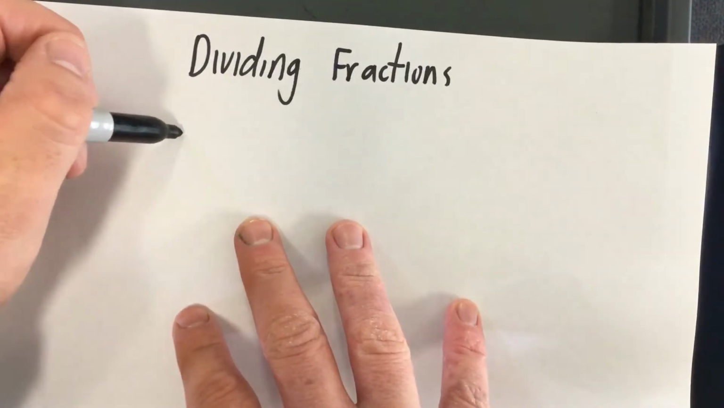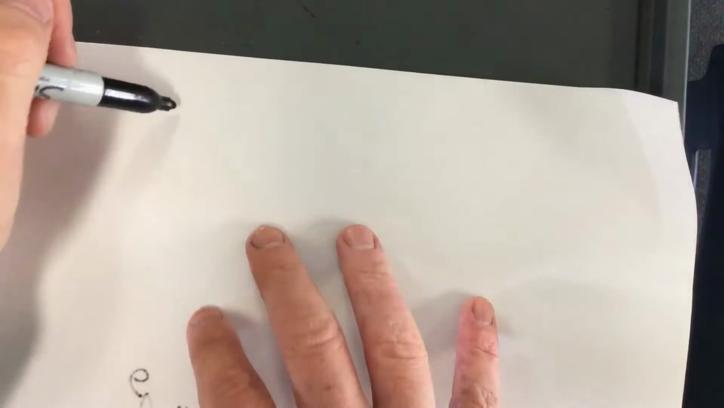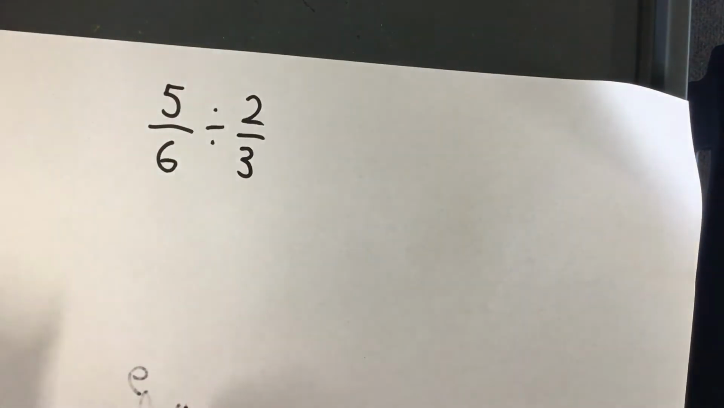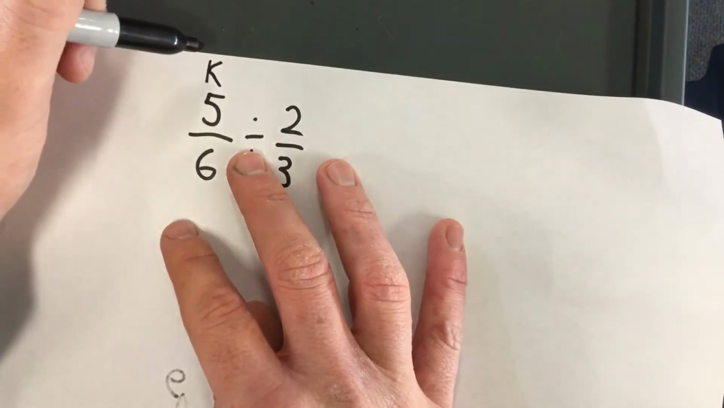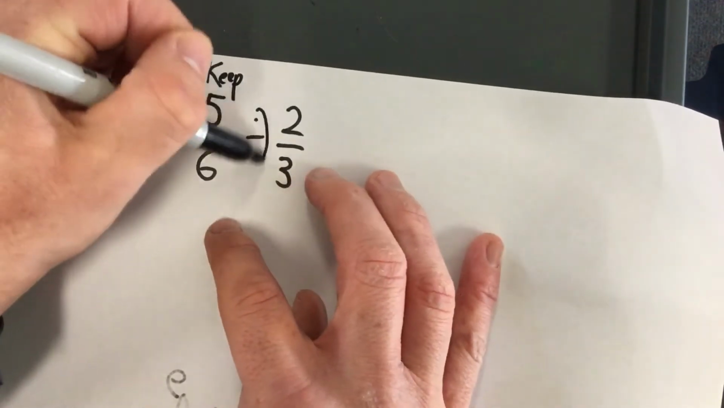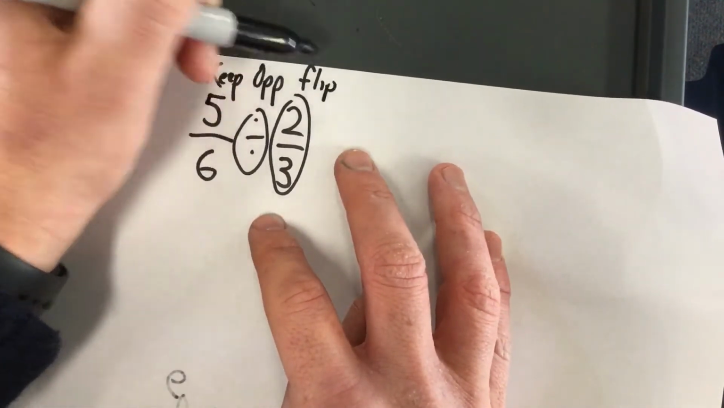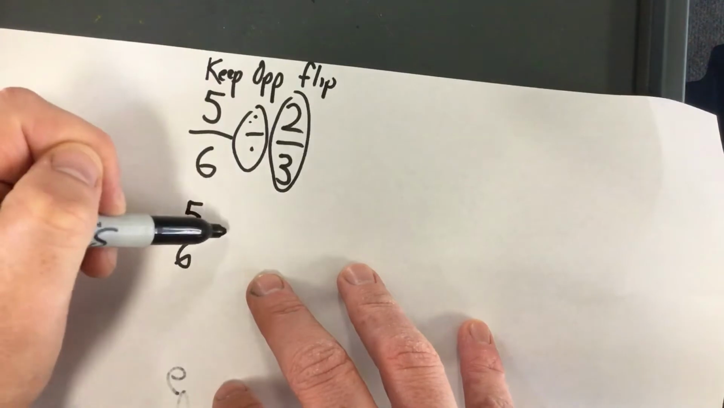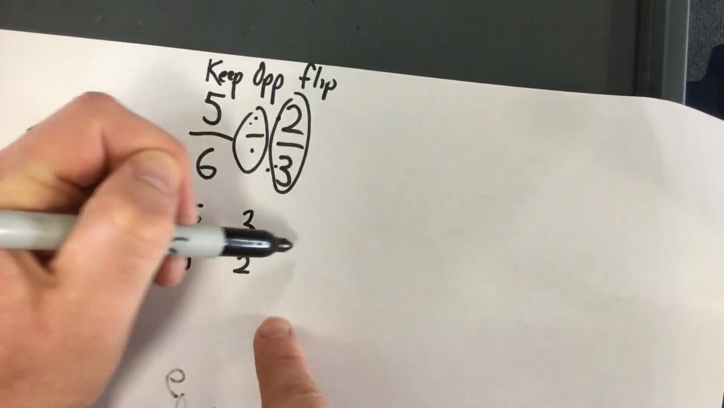If we have a question like 5/6 divided by 2/3, there's a few things we do. With the first number, we keep it the same. With the second part in here, we make it the opposite. And with the third number here, we flip it. Okay, that's going to be important. So 5/6, we keep the same. With the division, we change it to a multiplication. And with 2/3, we flip it upside down, put the 3 on top, and make it 3/2.